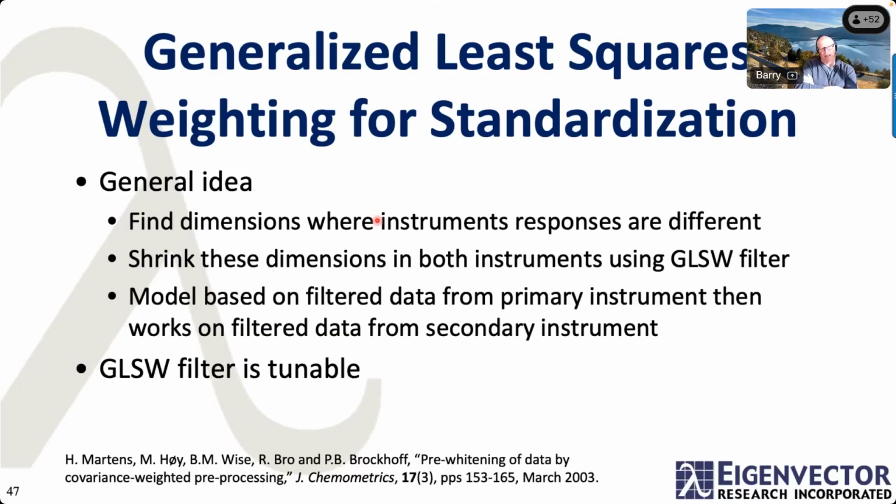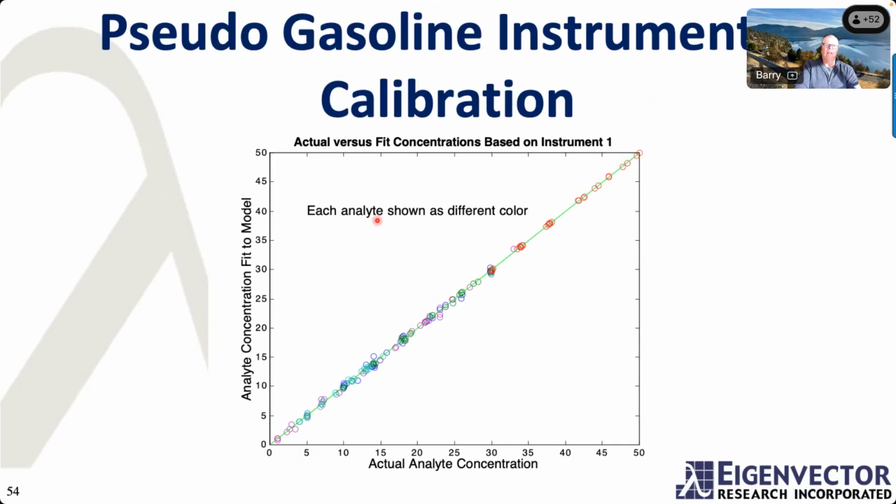The general idea here is to find dimensions in your data where the instrument responses are different and then shrink them in both instruments using generalized least squares or EPO filters. One nice thing is that the GLSW filter is tunable. You can really shift how aggressive it is, essentially. But if things are working well, your actual versus predicted analyte concentration might look like this for a near infrared data set.